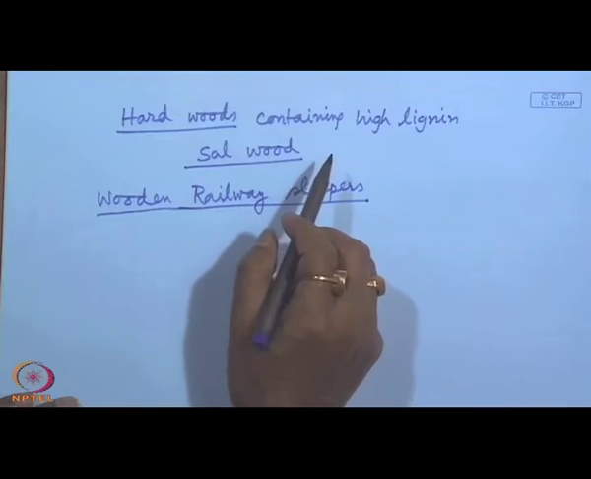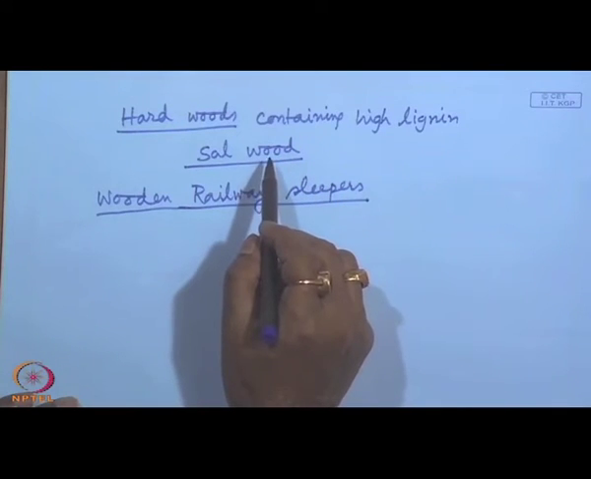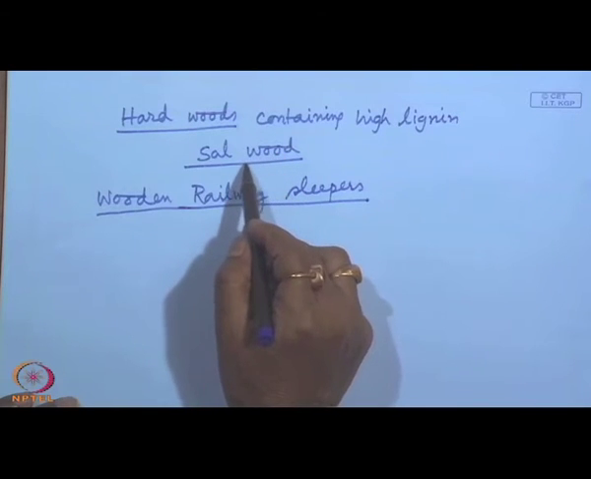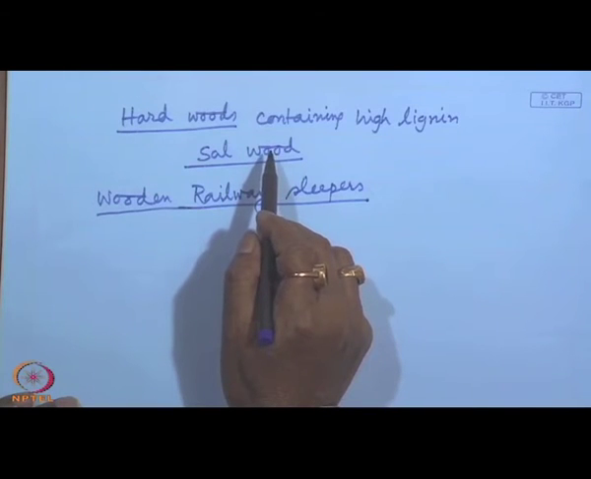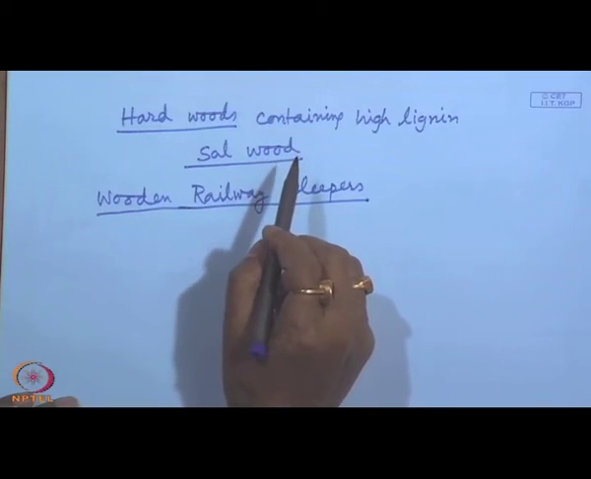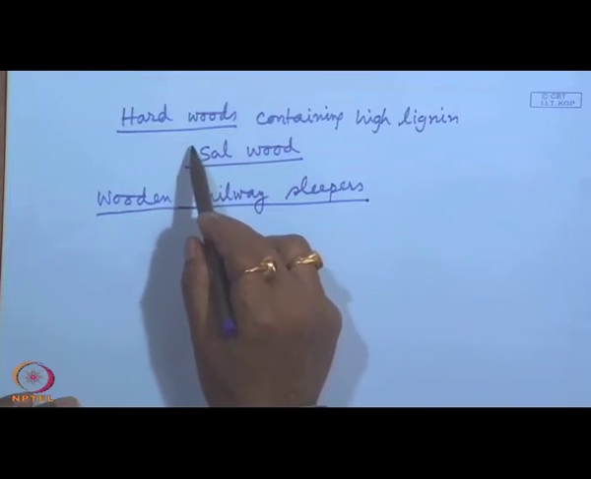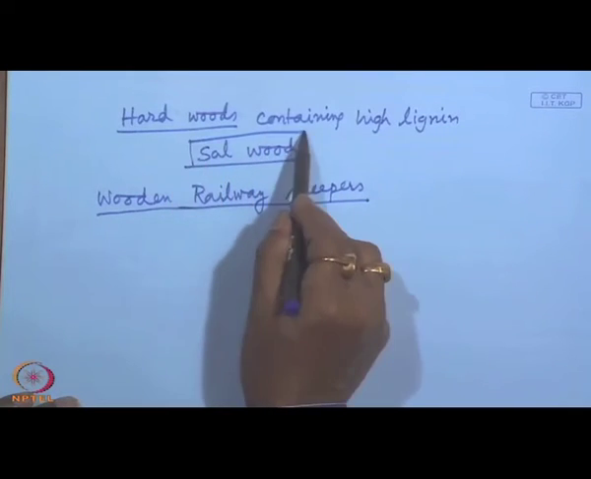Now, earlier this salwood was remaining exposed to the environment, open environment, outdoor environment, in contact with soil, in contact with air, in contact with heat, sunlight, etc. Still those are not so easily degradable, and the life of those wooden sleepers was very high.